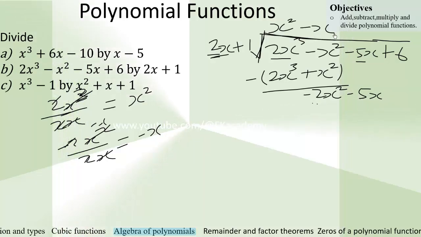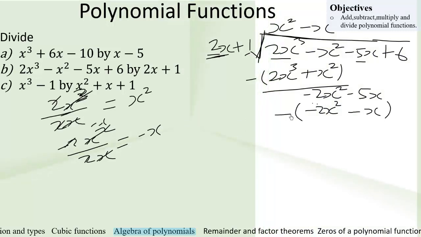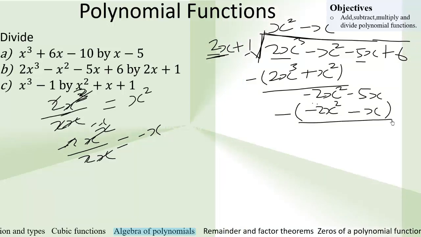So the minus x will now multiply each of the terms here. That will give you negative x times 2x, negative 2x squared. Then we have negative x times 1, this one here. That will give you minus x. So we subtract: negative 2x squared minus negative 2x squared will be negative 2x squared plus 2x squared, which will be 0. Then we have negative 5x minus negative x, which will be negative 5x plus x. And that will give you negative 4x.